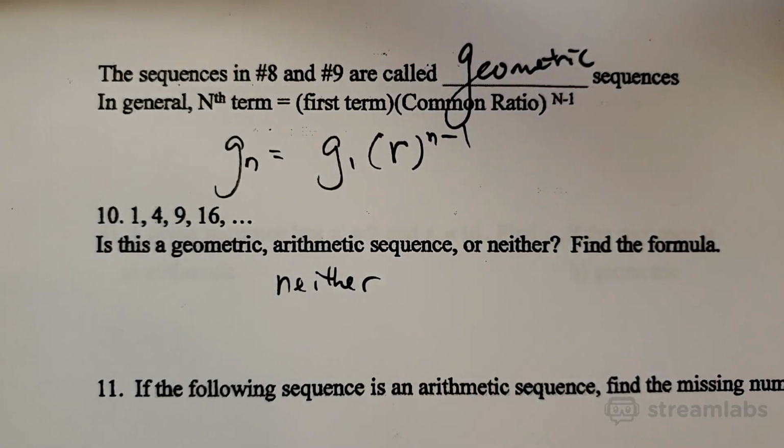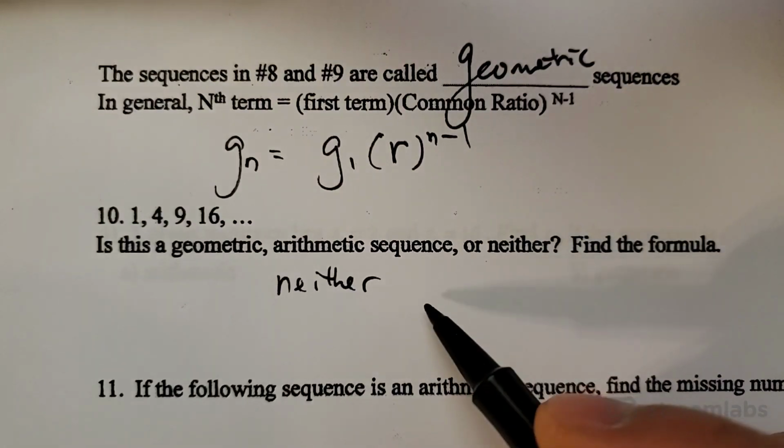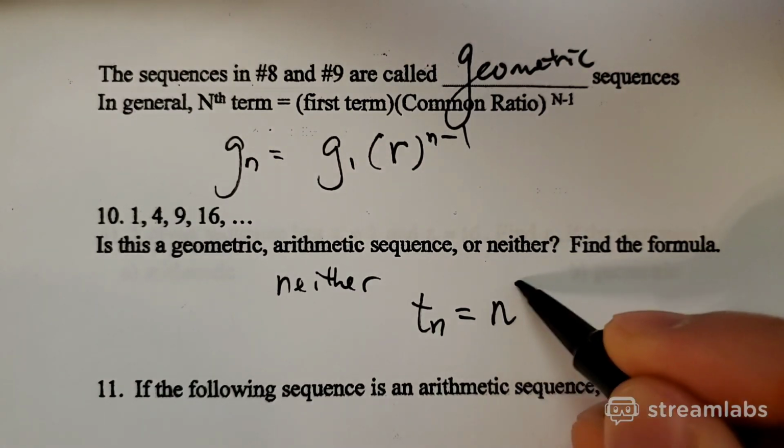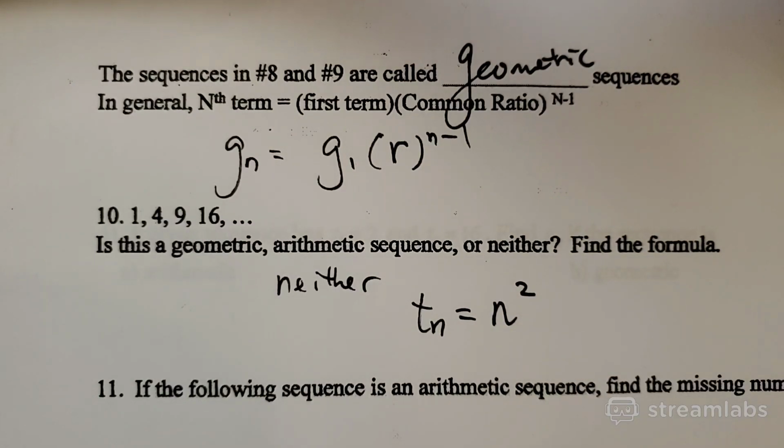Okay. And then to find the formula, it's a little complicated. Is it possible for you to find the formula for this? Can you tell? What is it trying to do? Tn is what? N square, right? N square. Yes, n square is correct.